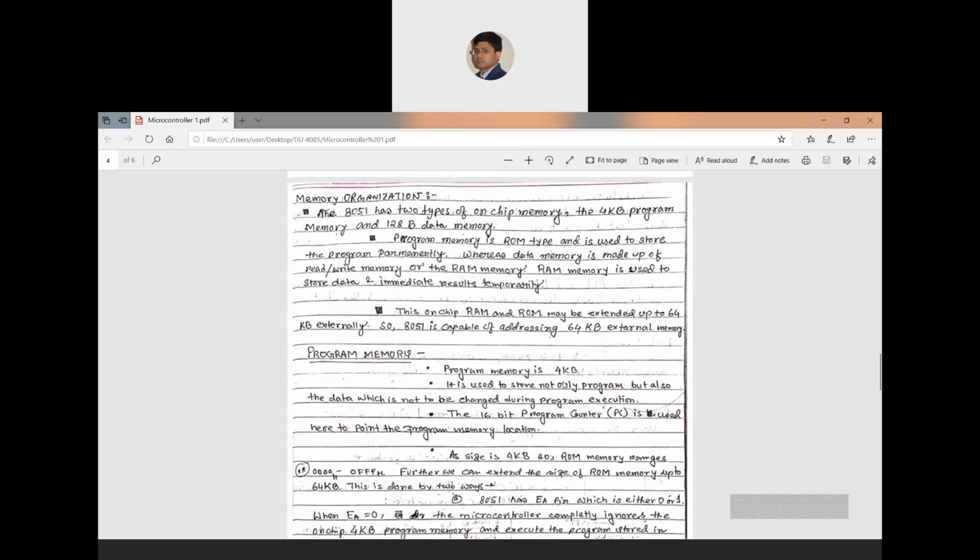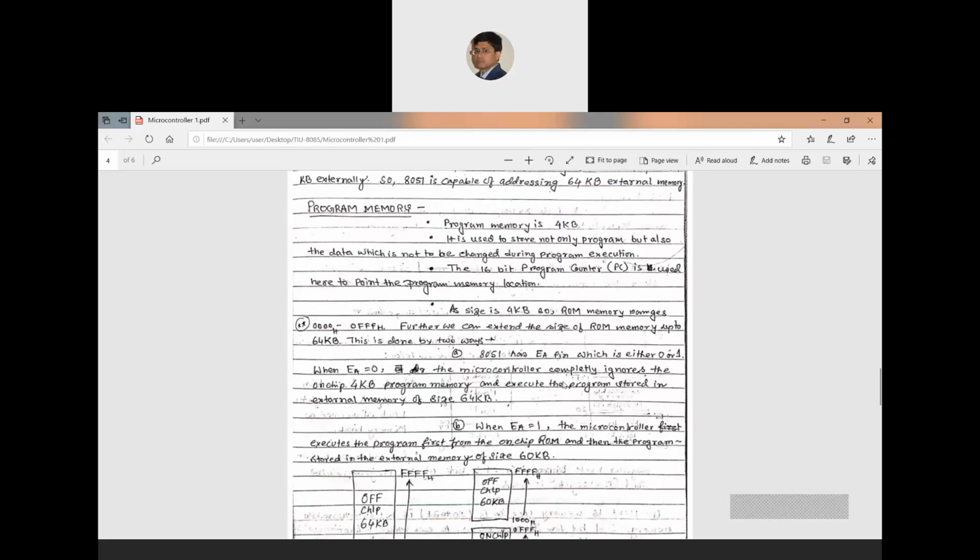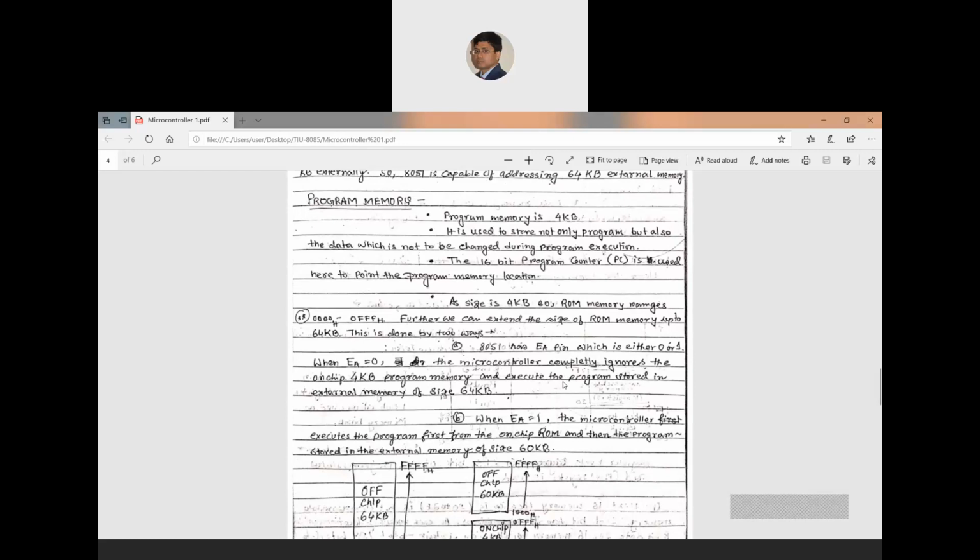So first we see the program memory. I think I have already discussed this, so just to recap: the program memory is 4 kilobytes internal, but it is used not only for the program but also for storing some data which will be fixed during program execution. And a 16-bit program counter is used to locate any location of the program memory.